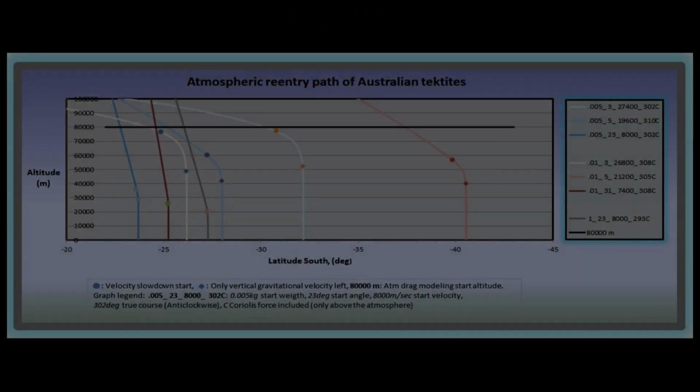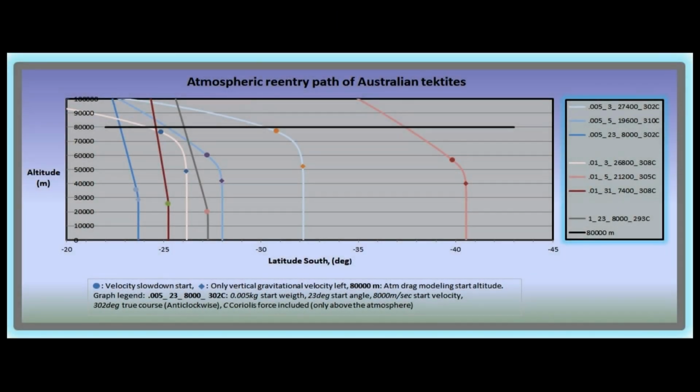The modeled trajectory of tektite atmospheric re-entry, by weight and re-entry angle, over Australia, assuming dense atmosphere starts at 80,000 meters altitude. Steep entry angles decelerate in a straight line, before falling vertically to the ground, while oblique angles decelerate at higher altitudes, before falling vertically. Heavier tektites with higher momentum take longer to decelerate.